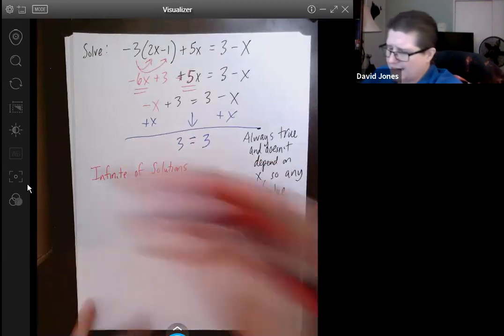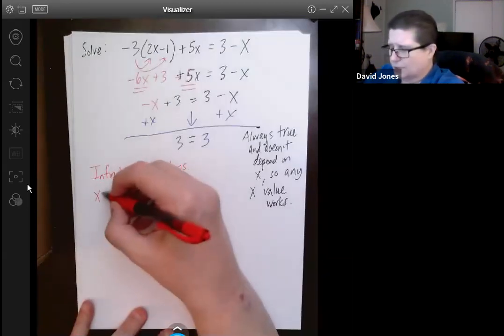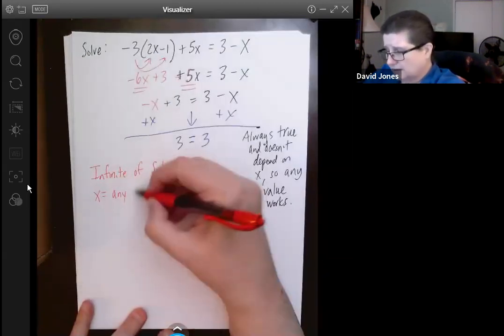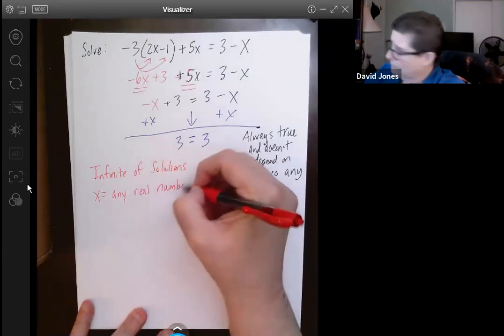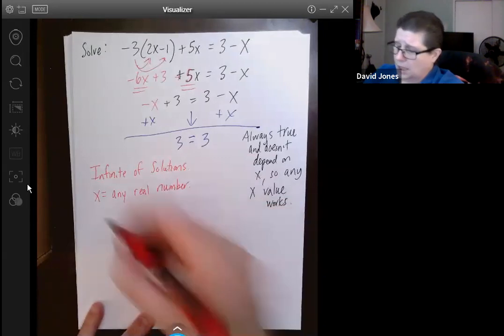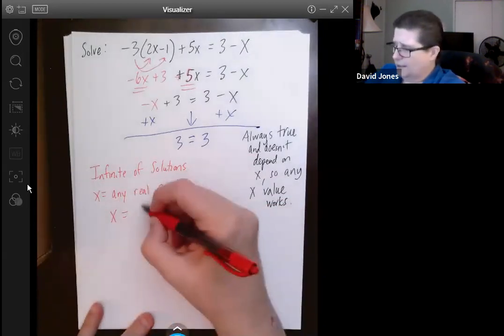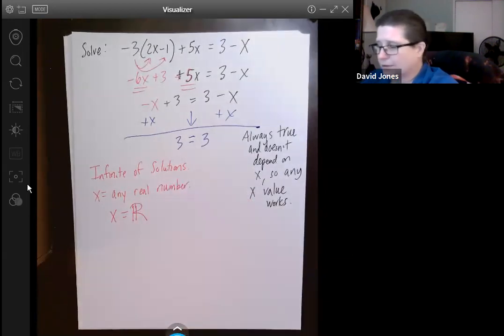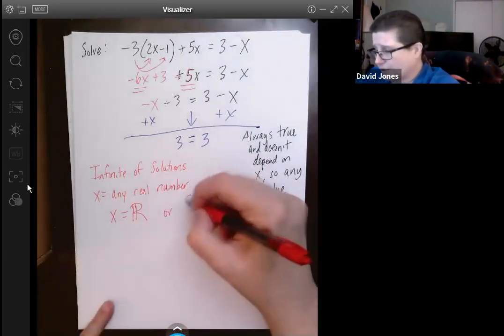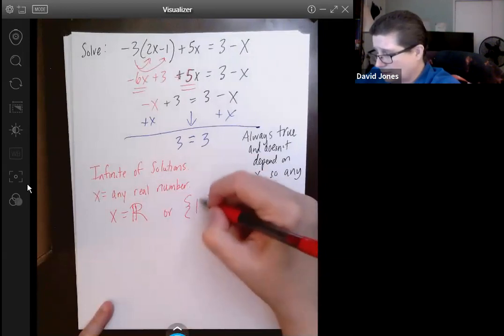That's one way of saying it. They also say x equals any real number. And they might use that. That's the notation for a real number, or the solution set notation.